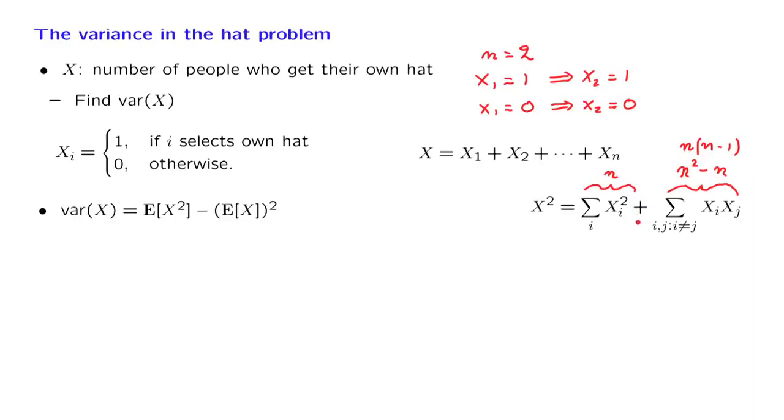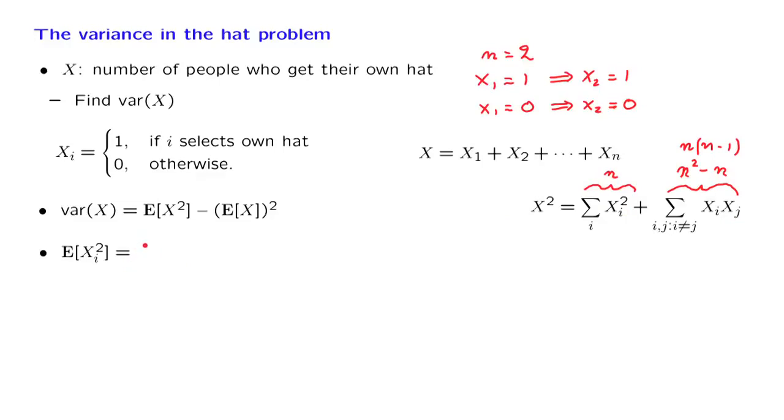So now, how are we going to calculate the expected value of X squared? Well, we will use linearity of expectations. So we need to calculate the expected value of Xi squared, and we also need to calculate the expected value of Xi Xj when i is different from j. Let us start with Xi squared.